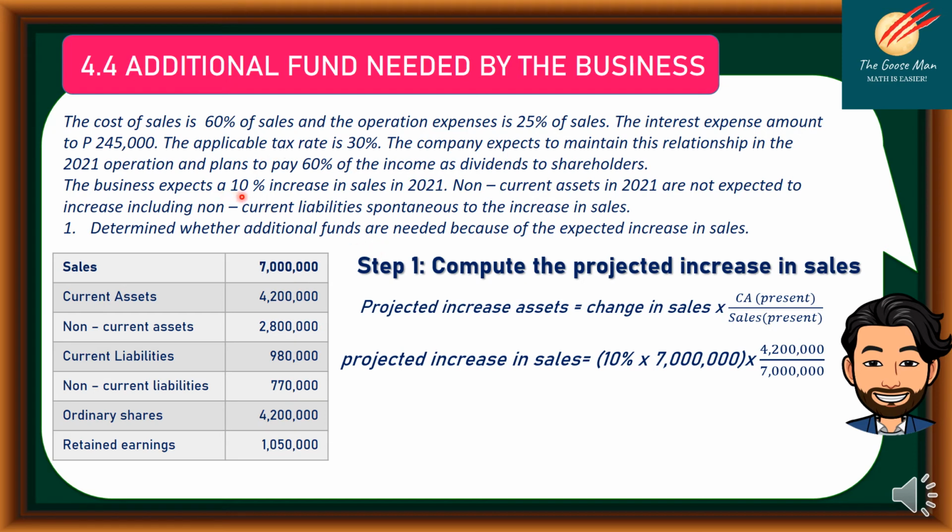So the business expects a 10% increase in sales, while our current assets are equal to 4,200,000 and our sales as of the moment is 7 million. If we compute this, that is actually 700,000 times 60%. So the projected increase in sales is equal to 420,000 pesos.